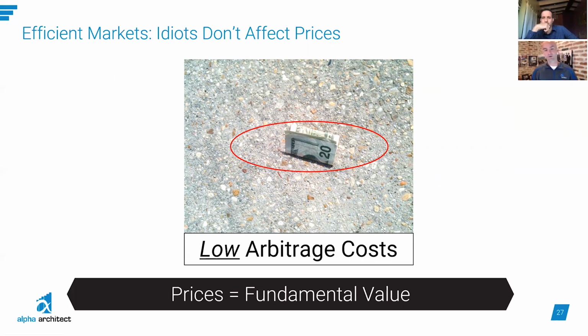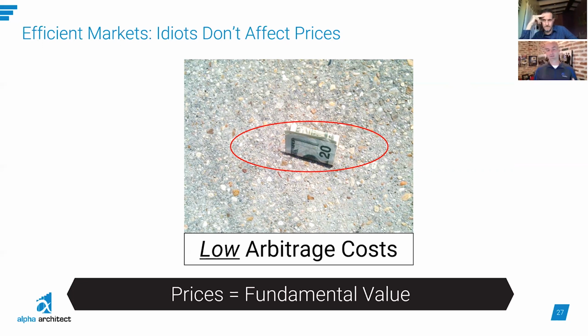Well, the efficient market hypothesis assumption is that, yes, we agree there are idiots out there in the marketplace, but these idiots can't affect prices, because if there's a $20 bill sitting on the ground, well, that's pretty easy. I'll just go pick that up, right? And so to the extent it's pretty easy and there's low arbitrage cost to exploiting kind of free money in the marketplace, that free money is not going to exist, right? Everyone's going to pick up the $20 bills, and you can never even imagine walking down the street and seeing free money lying around.